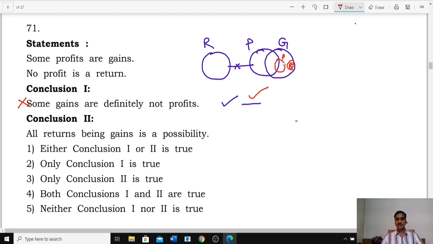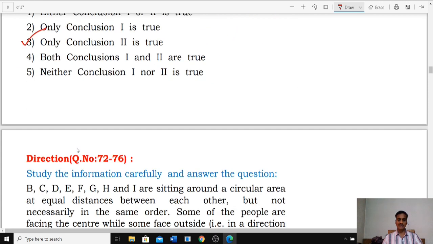All gains are profits. Hence alternate diagram proven and only the second conclusion is true. Only the second one, that is choice 371. All returns are gains is a possibility. And the second one is possible only, that is choice 371.